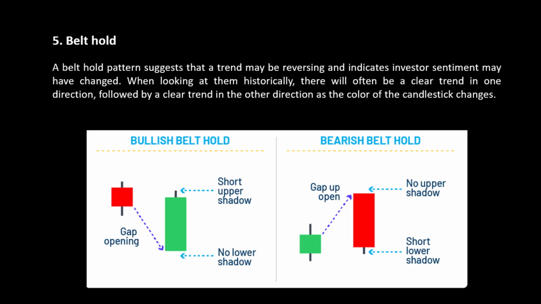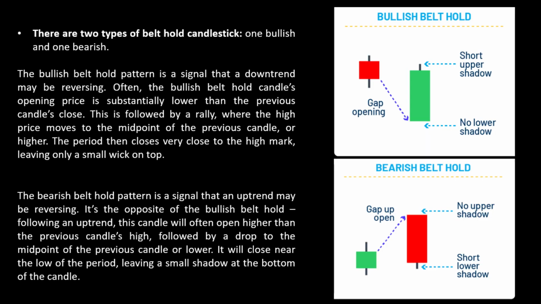5. Belt hold. A belt hold pattern suggests that a trend may be reversing and indicates investor sentiment may have changed. When looking at them historically, there will often be a clear trend in one direction, followed by a clear trend in the other direction as the color of the candlestick changes. There are 2 types of belt hold candlestick, one bullish and one bearish. The bullish belt hold pattern is a signal that a downtrend may be reversing.